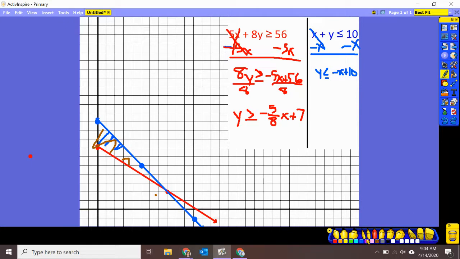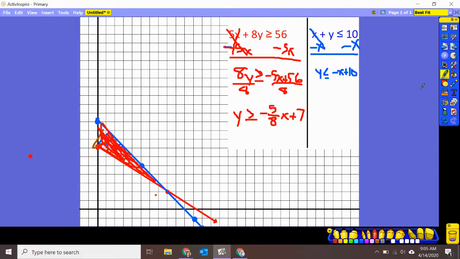So all in all, in the end, our shading, I'll color this in red, all of our shading is going to be in this little section. So this is where all of your solutions will lie. You have actually a plethora of points in here, actually infinite points in there. And yes, technically there are points all the way over here, but you would not have any negative values for your X value up here, okay?